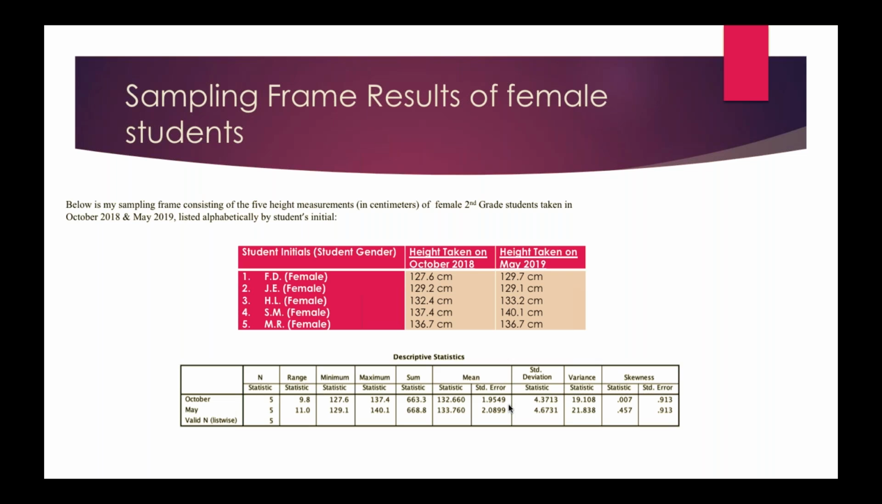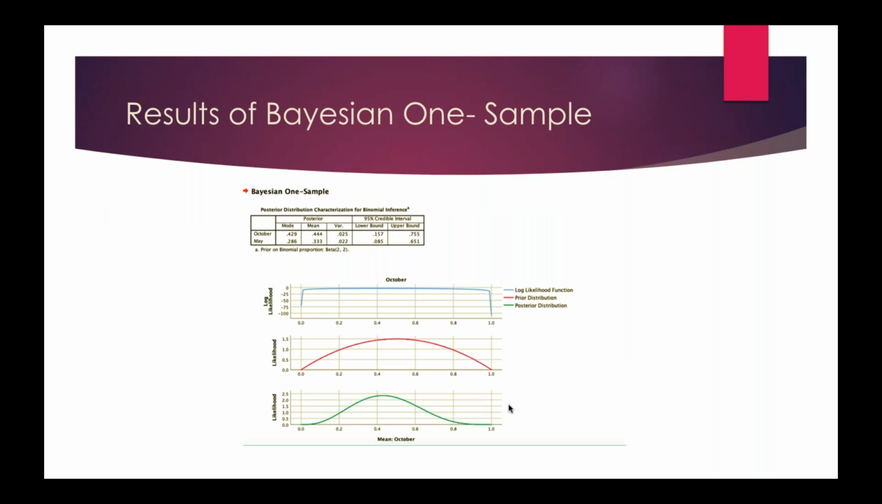This is for October for females, right? Yeah, and then this is for May for females. There's not too much of a big difference, but there's a little difference. Thought that was interesting. And then this is the Bayesian one sample statistic output box that came out when I ran that test on SPSS. I'm sorry.